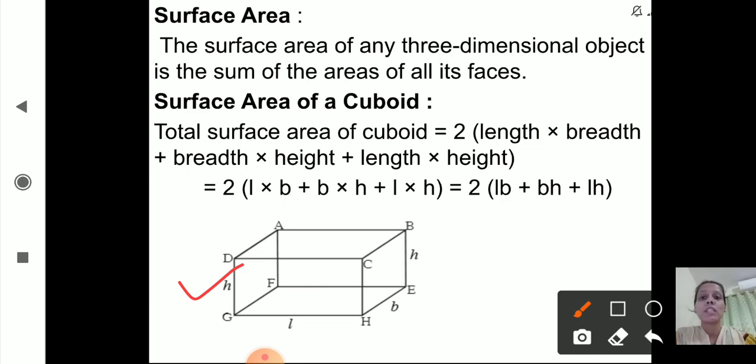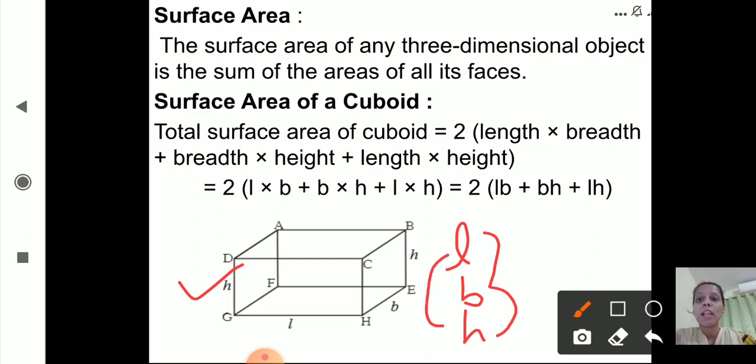So total surface area of cuboid is equal to 2 outside the bracket, inside the bracket, length into breadth, L into B, plus breadth into height plus length into height. So as we know, L is length, B is breadth and H is height. So what is the formula? 2 outside the bracket, inside the bracket, L into B plus B into H plus H into L, or you can write it as L into H. Okay, so this is the formula.